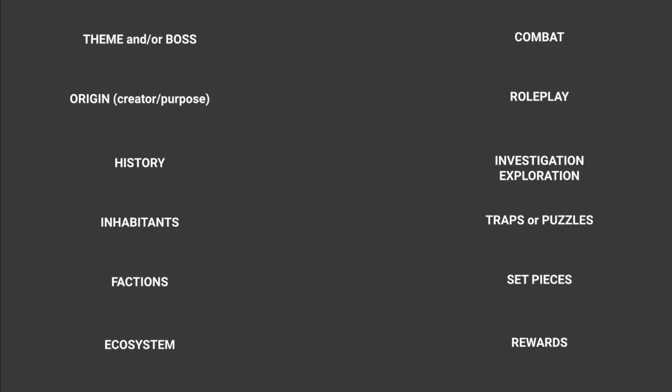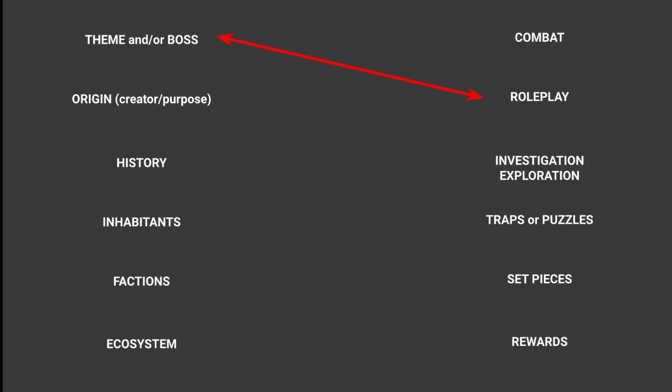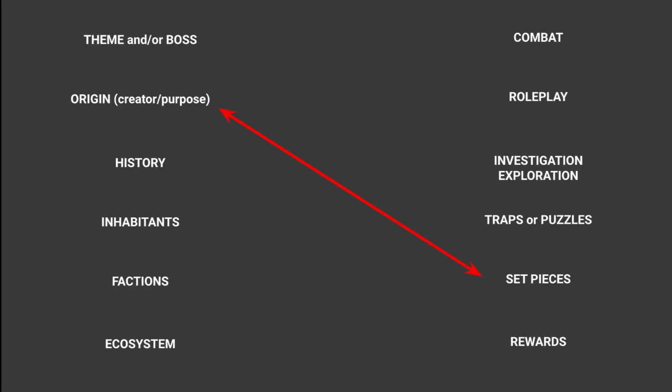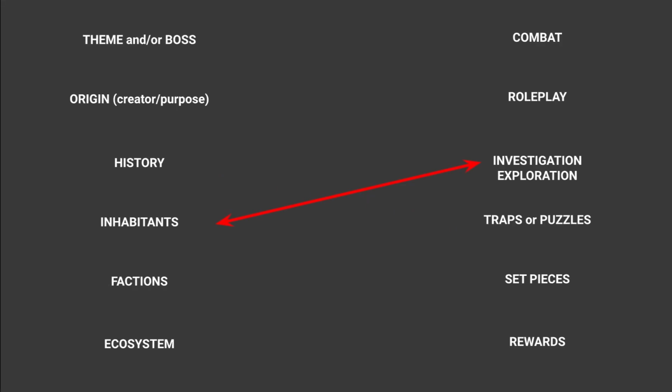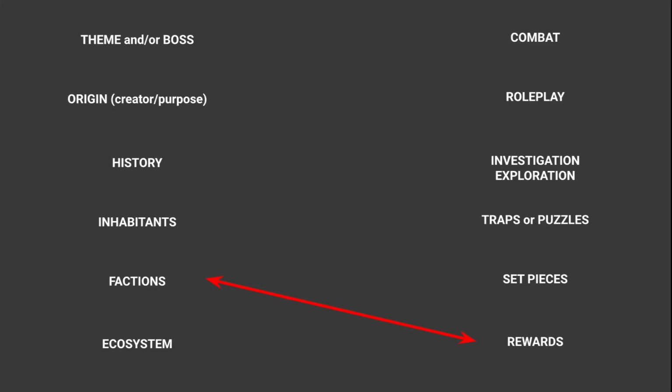What if we take the realism list on the left and the gameable list on the right, and we look for ways to combine those? We design a room in a dungeon that combines one thing off of each list. So we can have a roleplay encounter that reinforces the theme. We can have a set piece in the dungeon that shows off the origin. We can have traps and puzzles that are connected to the history of the dungeon. Our inhabitants can move about the dungeon in a way that inspires investigation and exploration by the players. The factions can give rewards to the player characters for fighting the other factions. You can even find ways to connect the ecosystem to combat.